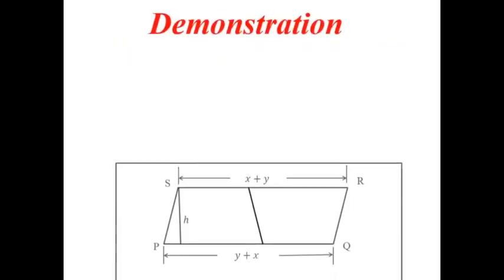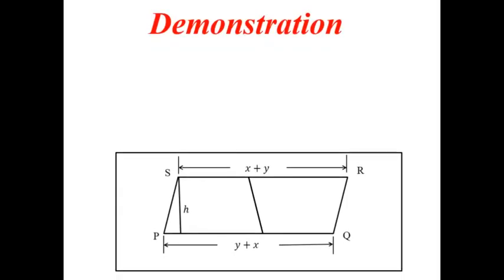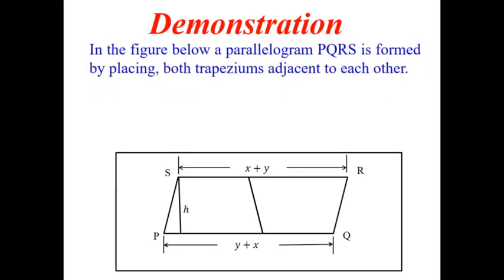Then come to demonstration. So this is the figure obtained by placing the two trapeziums adjacent to each other. The figure formed is a parallelogram. So in this figure below, a parallelogram PQRS is formed by placing both trapeziums adjacent to each other.